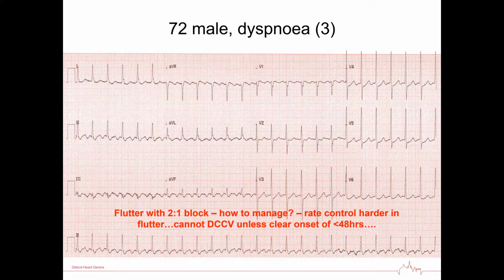So you need to try and rate control it. And often this is the case where you need to use the combination of beta blocker and properly loading digoxin to actually get on top. And then we don't like leaving people in flutter for a long period of time. People tend to get a tachyarrhythmia induced LV dysfunction or tachycardiomyopathy. So we do tend to try and cardiovert these as soon as they've been on the NOAC for long enough, i.e. 3 to 4 weeks.